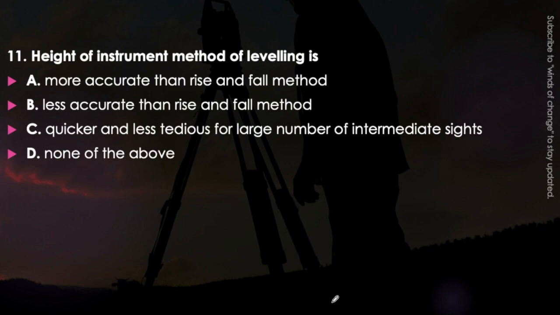Height of instrument method of leveling is more accurate than rise and fall method, less accurate than rise and fall method, quicker and less tedious for a large number of intermediate sights, or none of the above. With respect to the rise and fall method, since the accuracy will be the same in both cases, we cannot say that it is more accurate or less accurate. So what will be the answer? It will be option C, that is height of instrument method will be quicker and less tedious for a large number of intermediate sights.